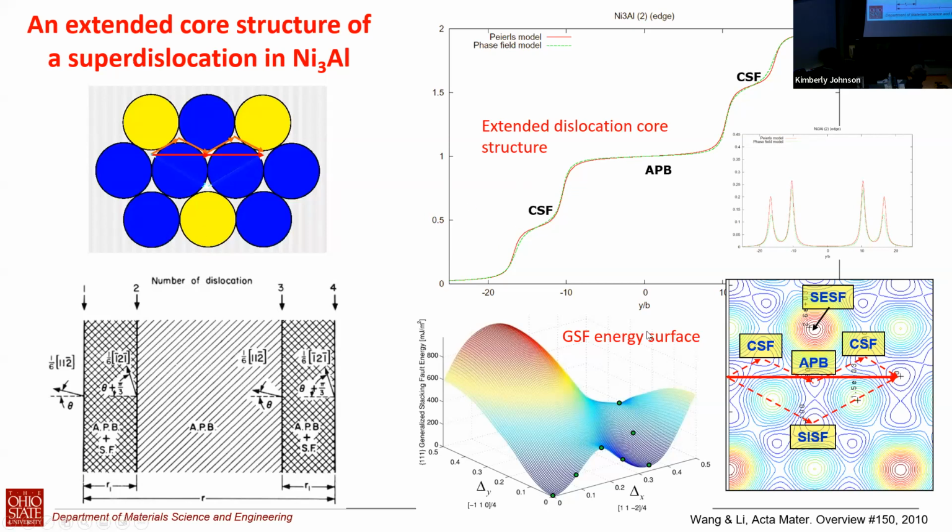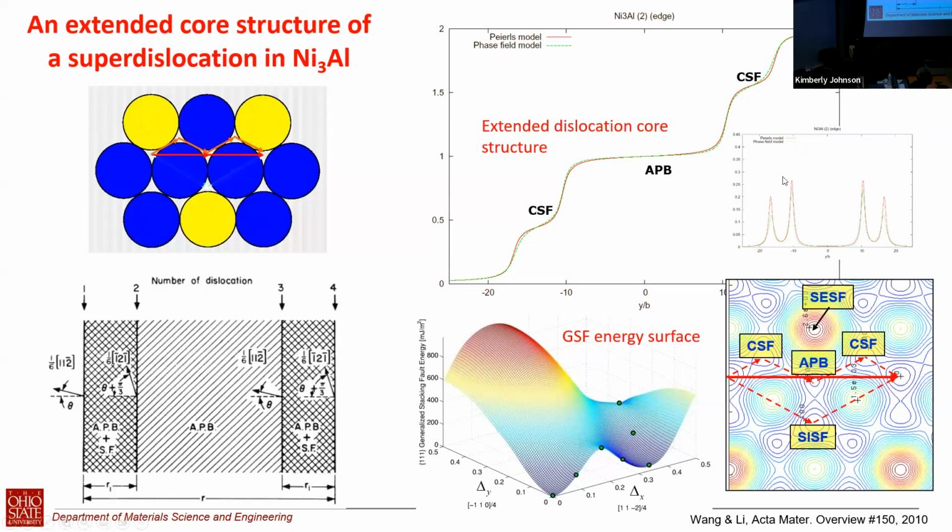If you look at the energy landscape, this is called a generalized stacking fault energy. If you shear the crystal, how does the energy landscape look, and this shows you the minimum energy pathway. You go along these valleys on the energy surface, and this is how you travel for the displacement, which gave you this core structure, complex stacking fault, antiphase domain boundaries, and then another complex stacking fault back to the perfect crystal. So you have this extended core structure.